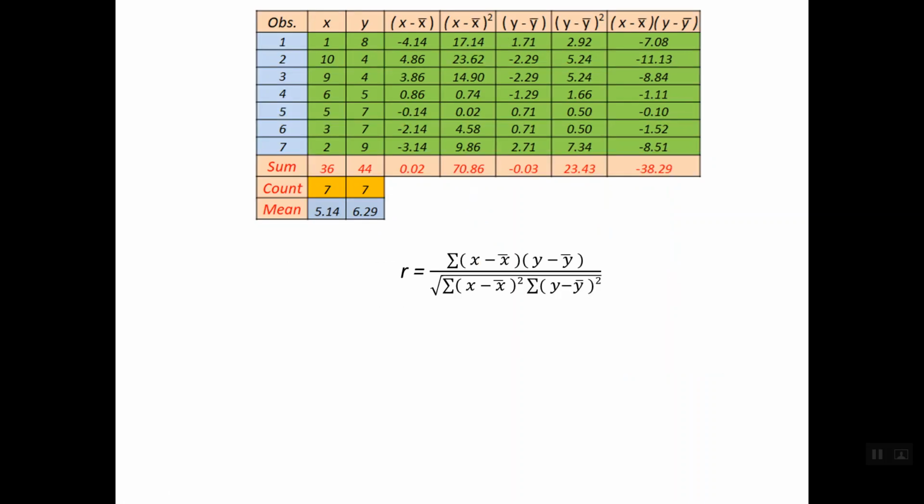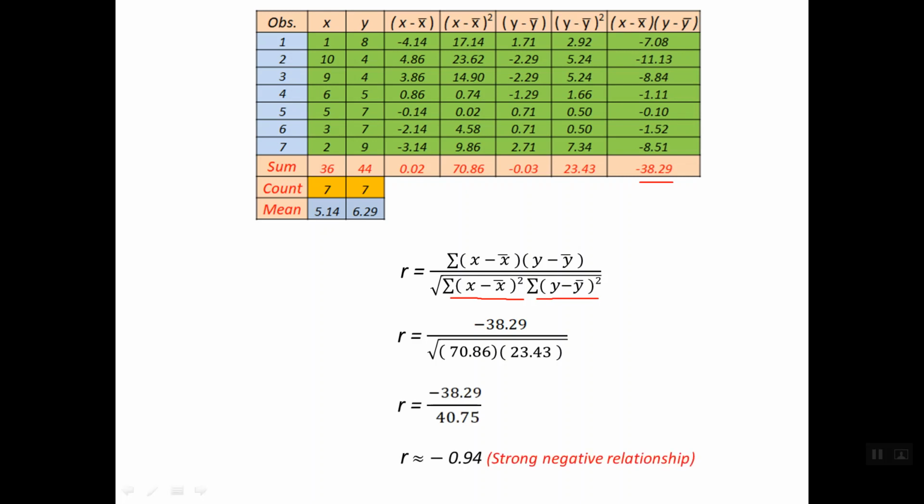So now we can substitute all of these values in the formula. This is the numerator, which is the summation of (x minus x bar) times (y minus y bar). This value here is divided by the square root of this value, 70.86, times the second value here, 23.43. If you proceed, you will get the same result.